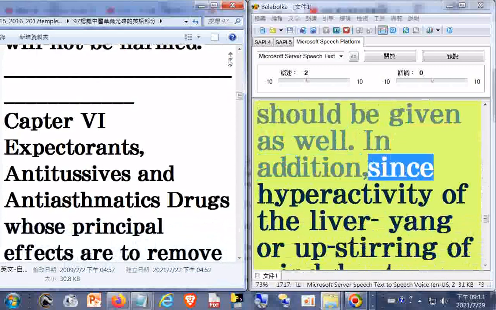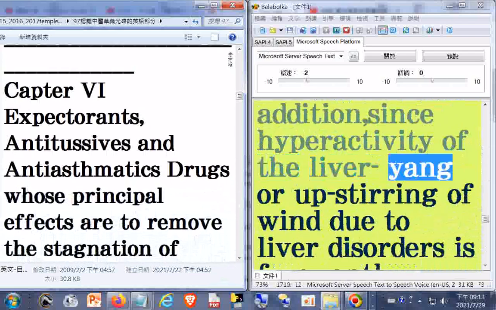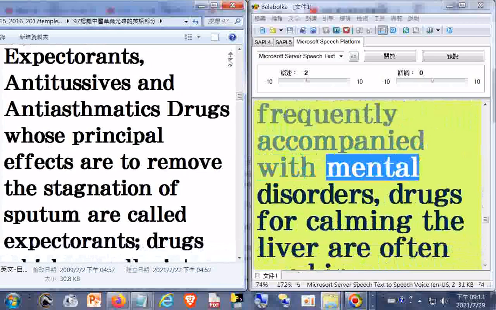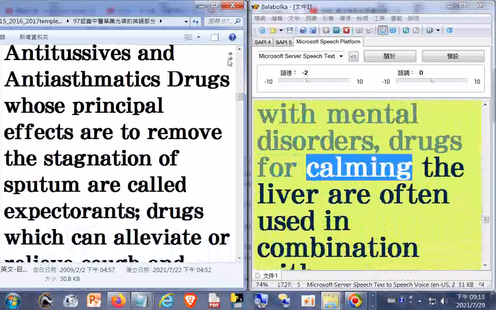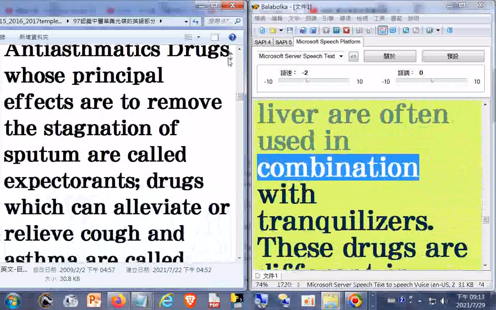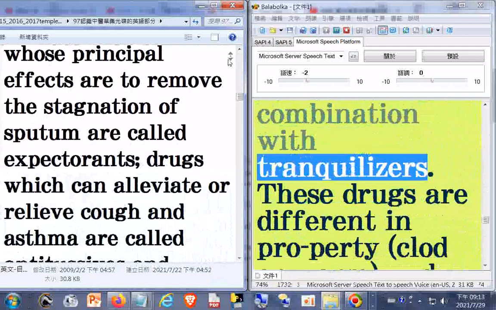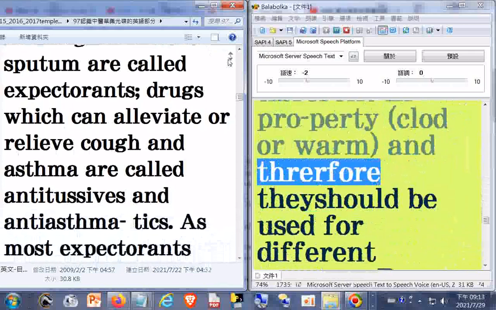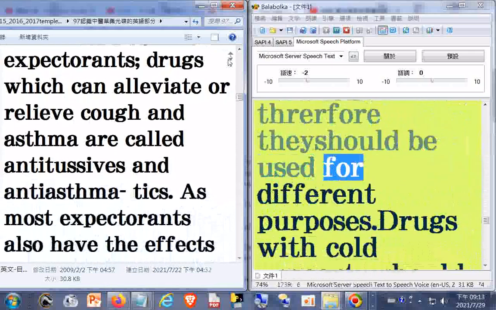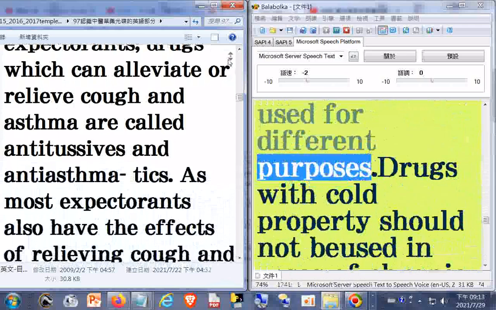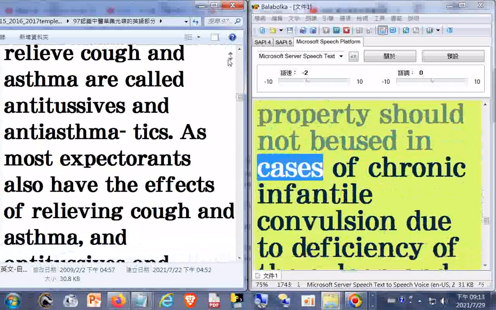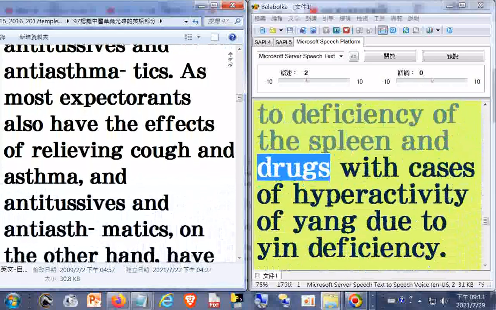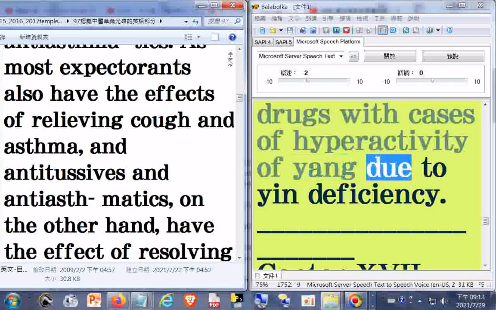In addition, since hyperactivity of the liver yang or upstirring of wind due to liver disorders is frequently accompanied with mental disorders, drugs for calming the liver are often used in combination with tranquilizers. These drugs are different in property, cold or warm, and therefore they should be used for different purposes. Drugs with cold property should not be used in cases of chronic infantile convulsion due to deficiency of the spleen, and drugs with warm property should not be used in cases of hyperactivity of yang due to yin deficiency.